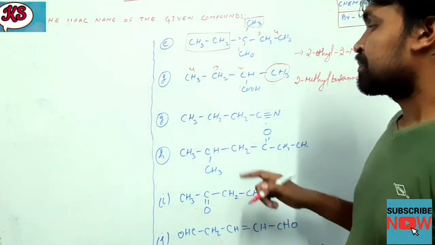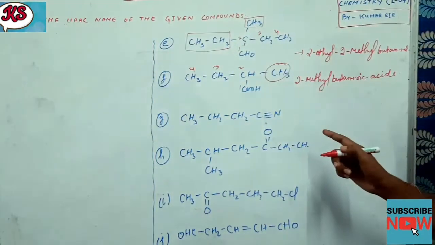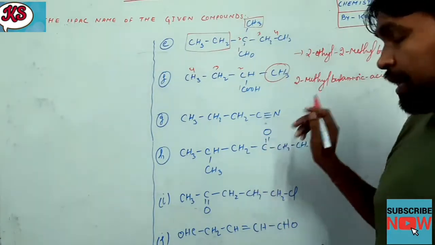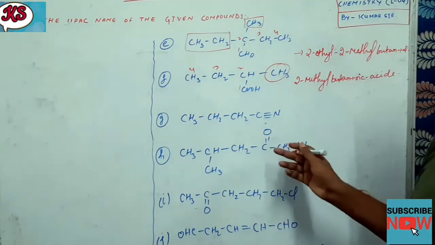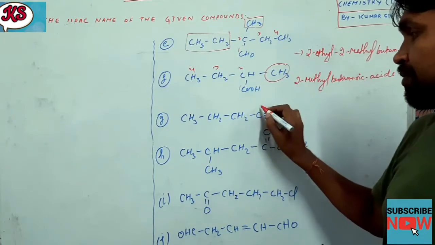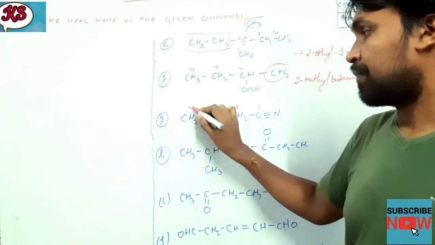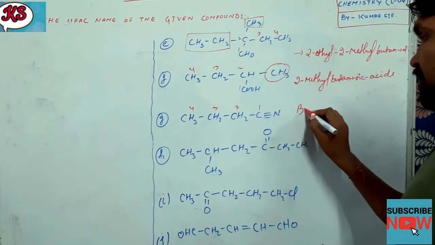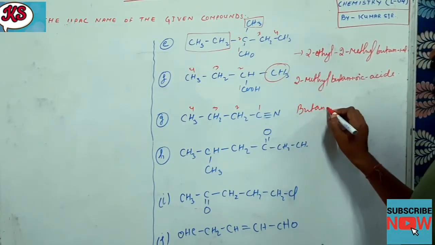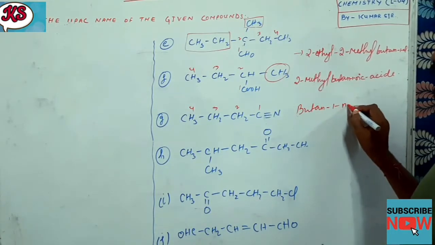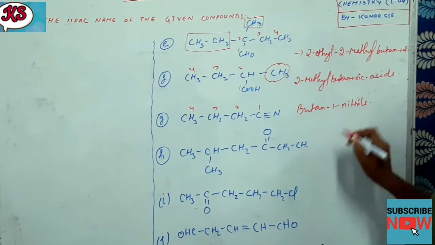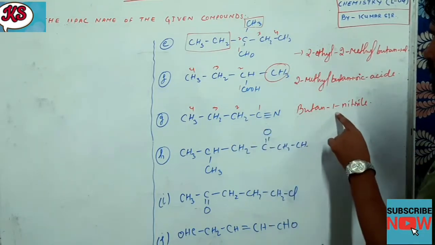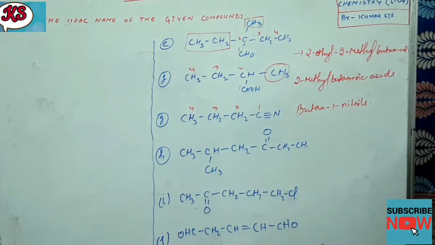Coming to the next one, as you can see here CN is there, that is the nitrile group. As you know the rules, we have to start the numbering from the functional group side. So from here 1, 2, 3, 4. So 4 carbons are there. So we will be writing butane 1 nitrile, butanenitrile. It is present at position 1, so it will be butane 1 nitrile.